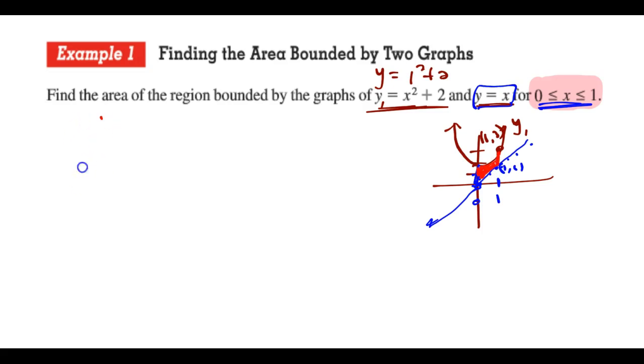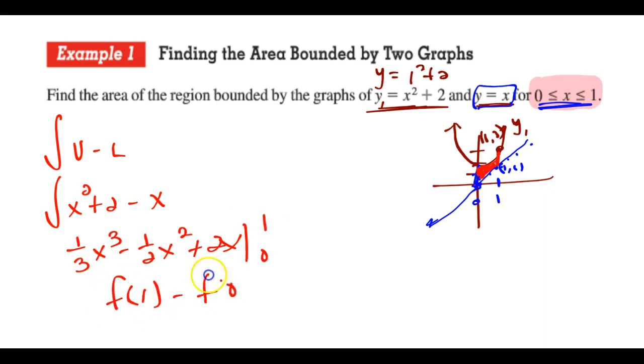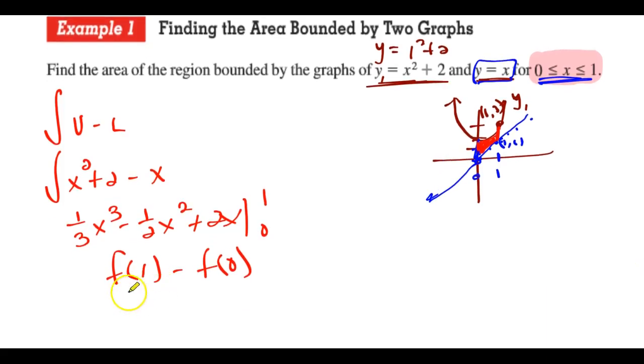So I'm going to do the upper function, which looks like the parabola. So I'm going to integrate upper minus lower. And the upper is the x squared plus 2 minus the lower function, which is x. And integrate 1/3 x cubed minus 1/2 x squared plus 2x, and evaluate that using the fundamental theorem of calculus, which we learned in the last video lesson. If you need reviewing on that, you can. And then you number crunch this. Find this.